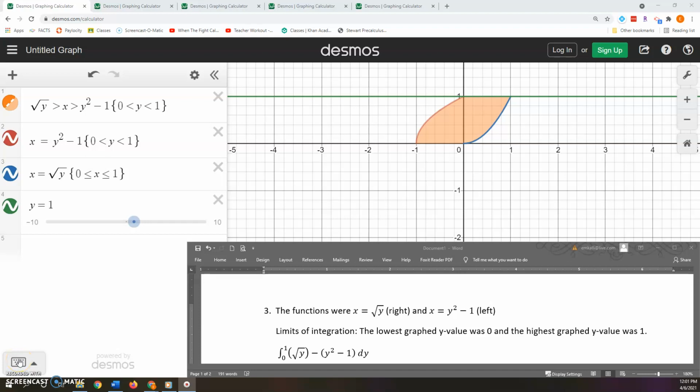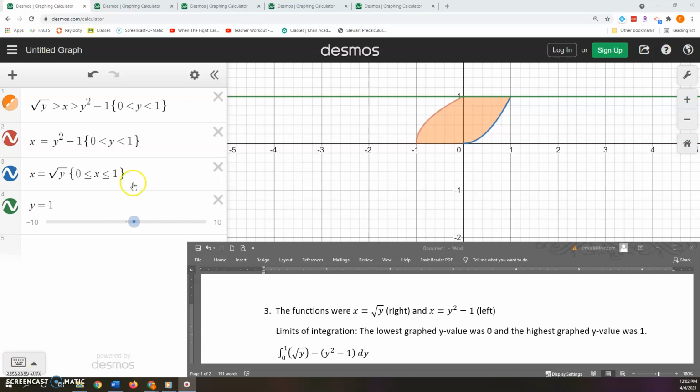Hi everyone. So in lesson 5.1 of calculus, we were talking about how to find the areas between two curves. And I noticed that this was somewhat challenging. So I picked five of the homework questions to practice this with you.